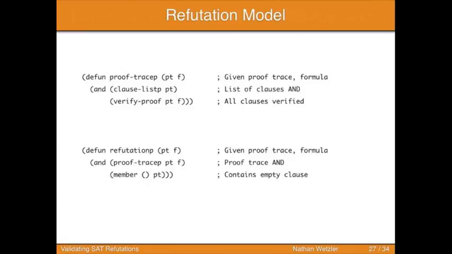Next, we verify a proof or a proof trace by checking that each clause in the proof has been verified. We do that by first checking if we're at the end of the proof trace. If we are, we return T, which signals success. Else we verify the first clause in the proof trace, and then we verify the rest of the proof with an extended formula. We model refutations by saying that any clause list that's been verified is a proof trace. And proof traces that contain the empty clause are refutations.